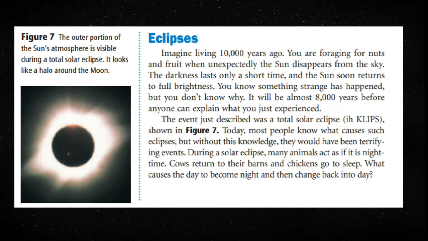The event just described was a total eclipse, as shown in Figure 7. Today, most people know what causes such eclipses, but without this knowledge, they would have been terrifying events. During a solar eclipse, many animals act as if it's nighttime. Cows return to their barns and chickens go to sleep. What causes the day to become night and then change back into day?